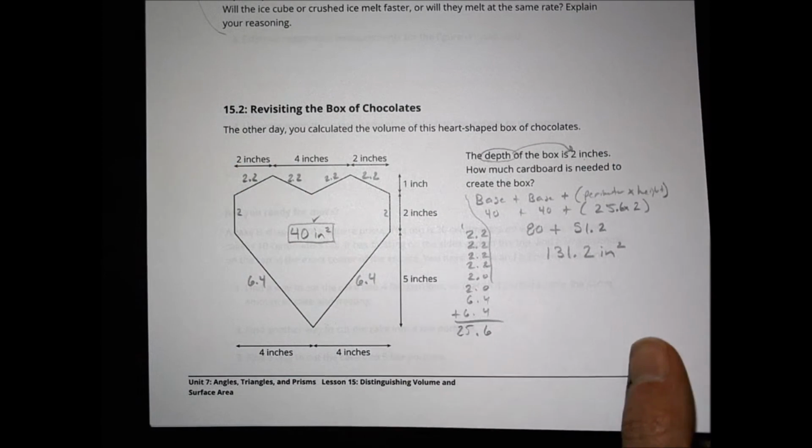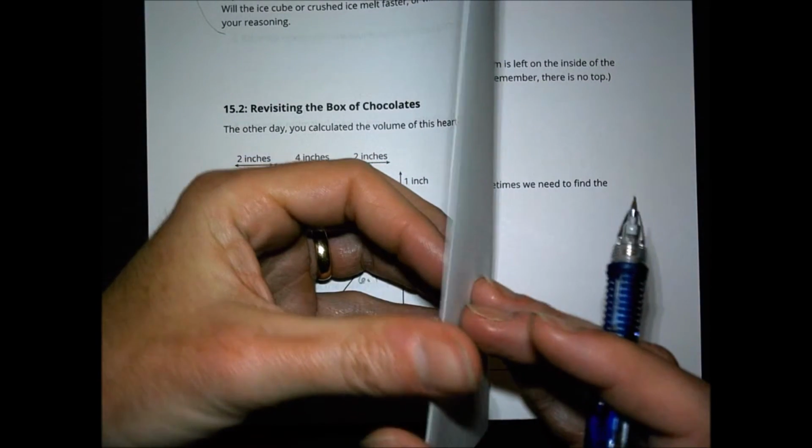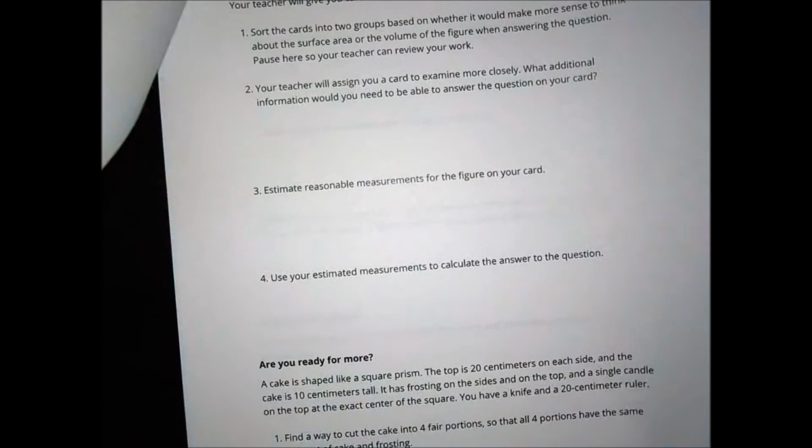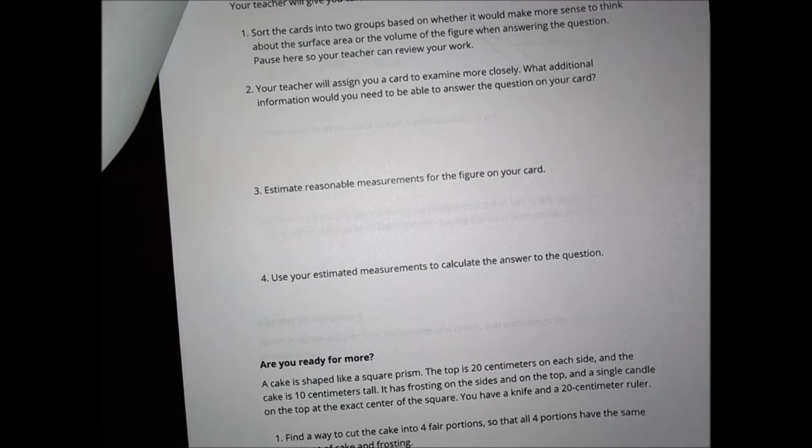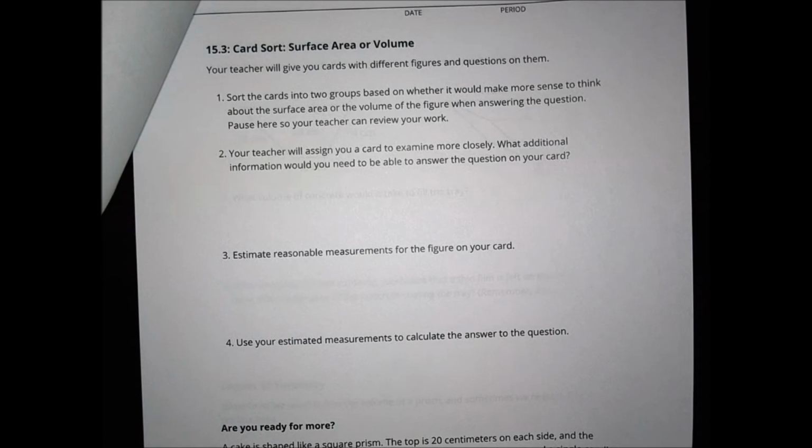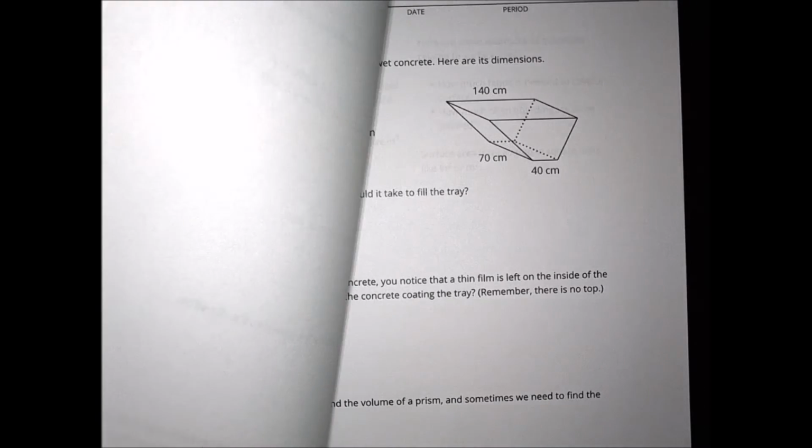Okay, so the next activity is a card sort that you can do in class with your partners to determine whether it's a surface area or volume type of problem you're looking at. And then let's look at activity number 4.